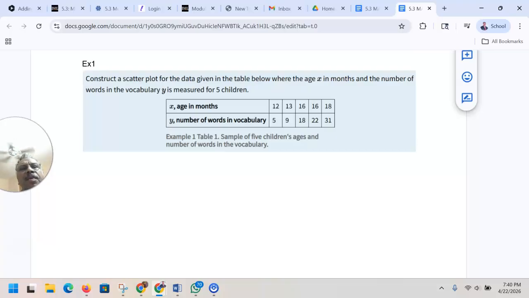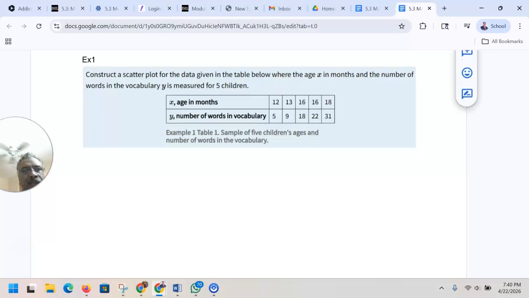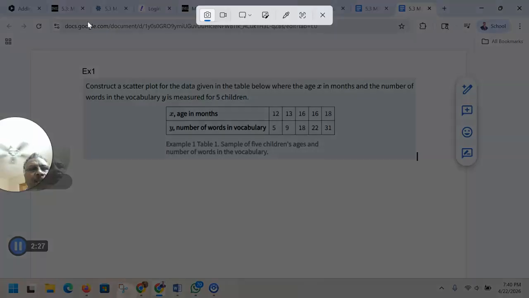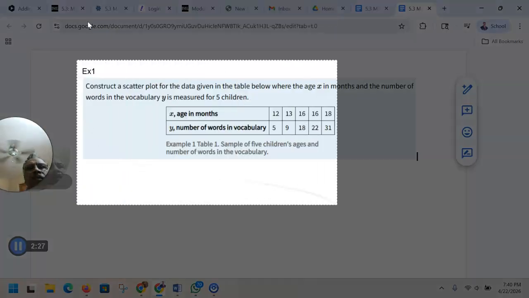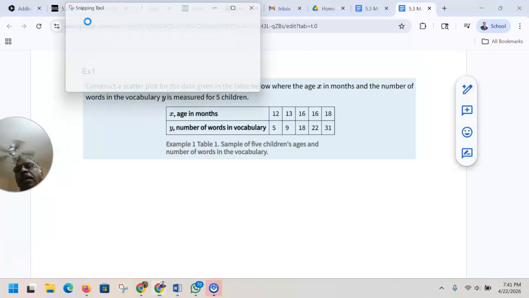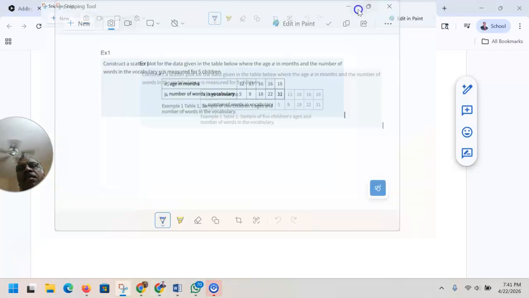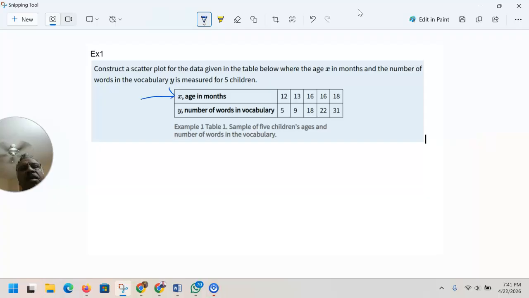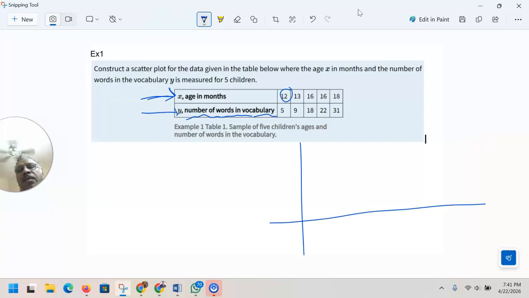Manually, the two variables that you see here are the age of a child in months, which is the independent variable x, and the dependent variable, the number of words in vocabulary. So a child with an age of 12 months, we can also do this manually this way.